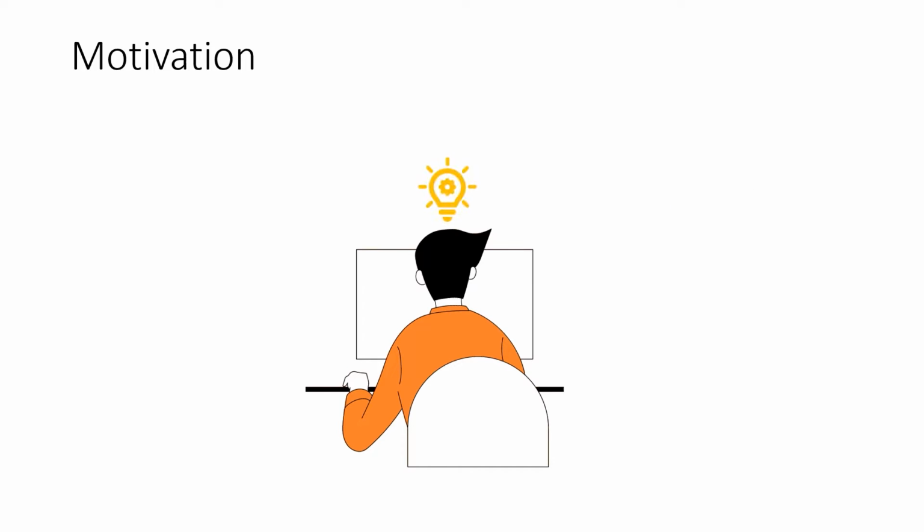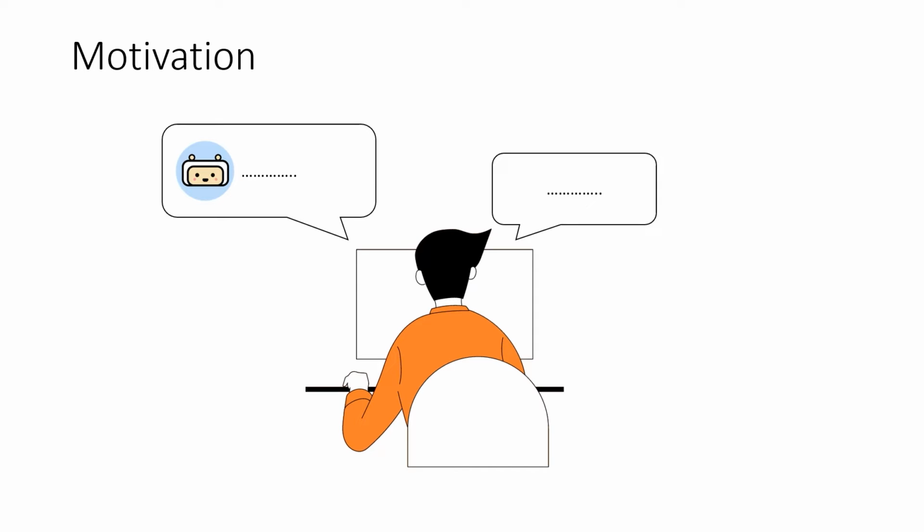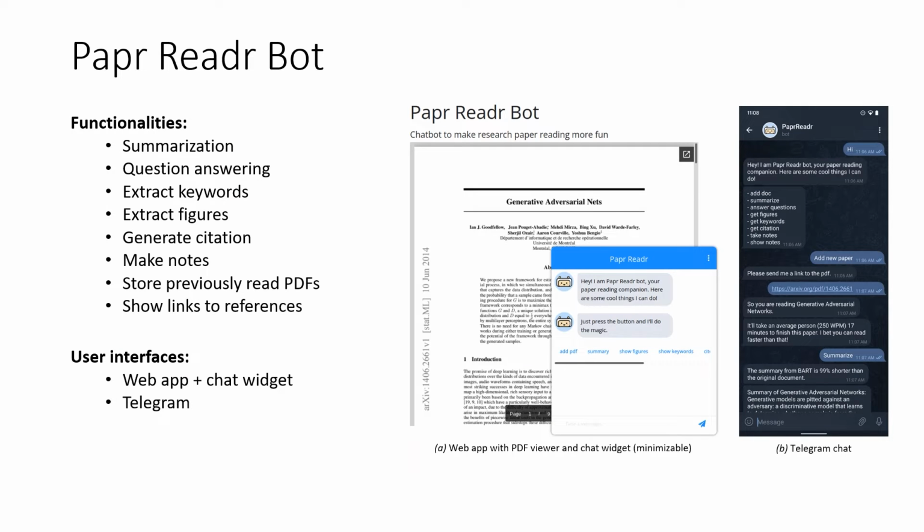So we came up with the idea to develop a chatbot that serves both as a reading tool and a social companion. Our chatbot is called Paper Reader Bot. Here's a list of actions that a chatbot can carry out. Users can interact with Paper Reader Bot through the chat widget on our web application or through Telegram.